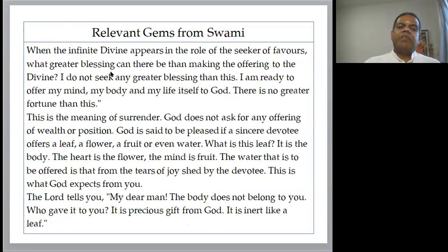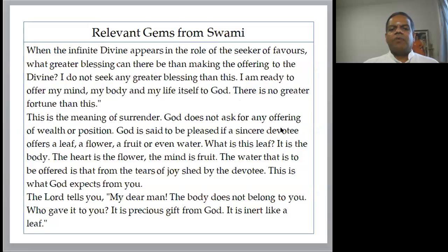When the infinite divine appears in the role of the seeker of favors, what greater blessing can there be than making the offering to the divine? I do not seek any greater blessing than this. I am ready to offer my mind, my body, and my life itself to God. There's no greater fortune than this. This is the meaning of surrender.